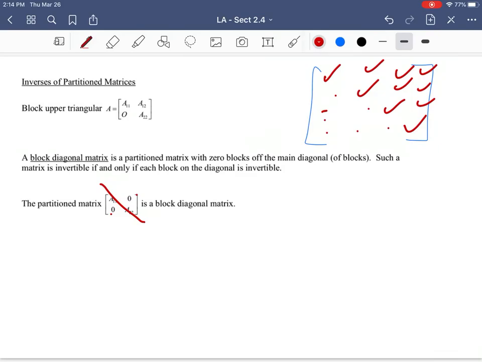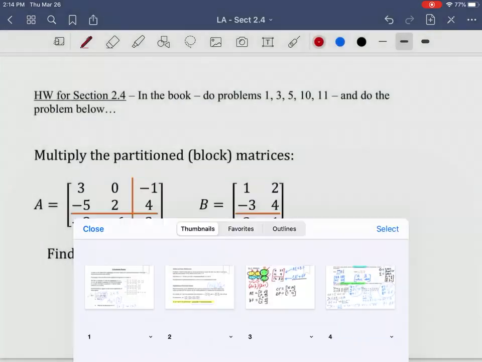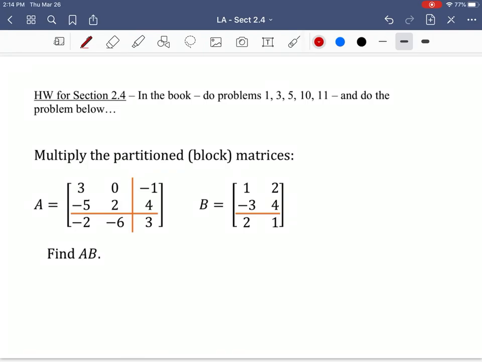All right, so one last page to show you, and that is your homework. So for section 2.4, these were most of the problems listed on your green page that I gave you earlier this year on the cardstock. And then I want you to just whittle it down to just these 5 problems, and then also do this multiplication problem right here, just to practice with that a little bit.